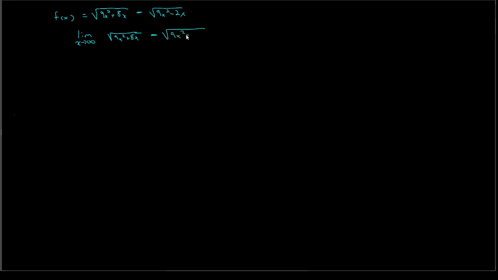So what we're going to do is exploit our multiplication of 1 here, and we're going to use the conjugate. So we're going to take the square root of 9x squared plus 8x plus the square root of 9x squared minus 2x, all over the same thing. Right, we're going to multiply it by 1 to clear the numerator. So we're using a conjugate here.